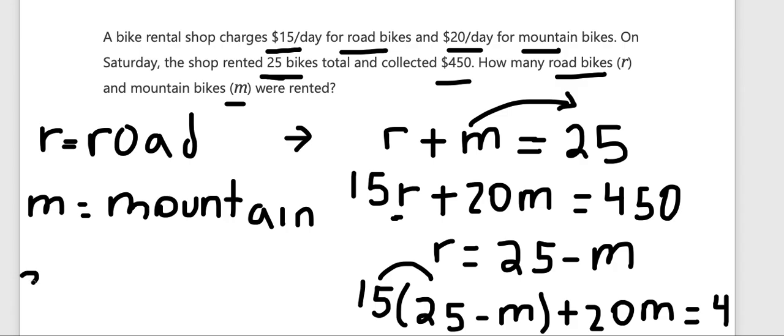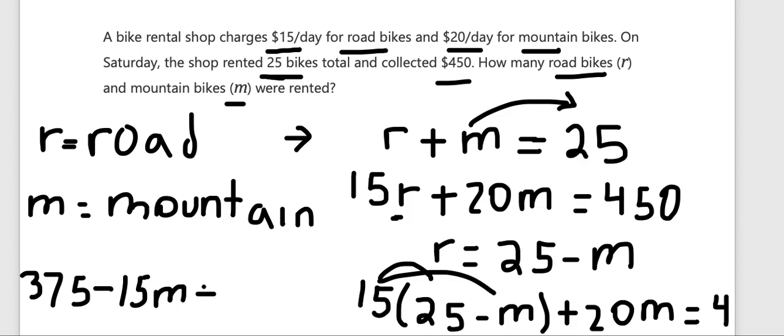So now I have 375 minus, now I multiply 15 times M, so that's 15M, and I'm going to try to do it small so I can have space. 15M plus 20M equals 450. Remember, we had the 450 that I couldn't fit on the other equation, so that's 450. I apologize for not having a lot of space, but you get what I'm doing.